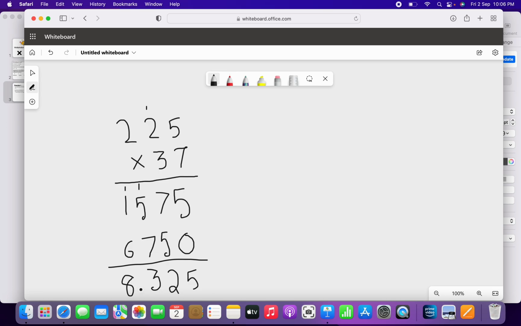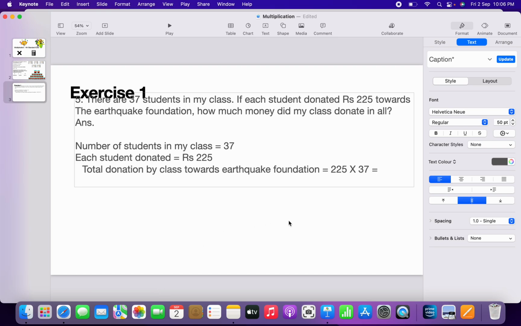So the total contribution is 8,325 rupees. 8,325. That's it. A last one.